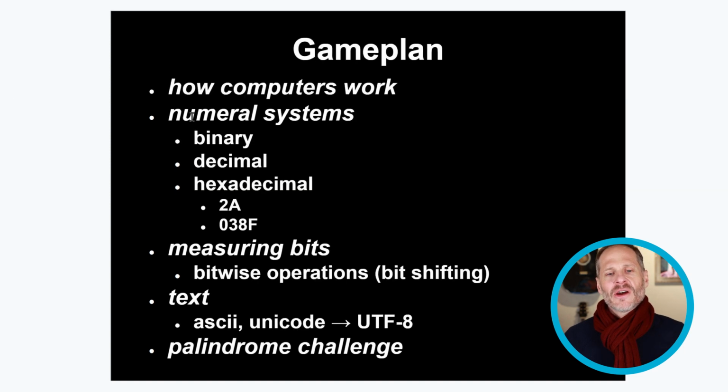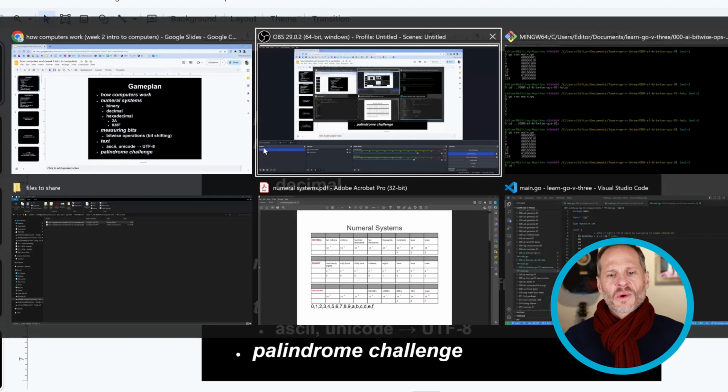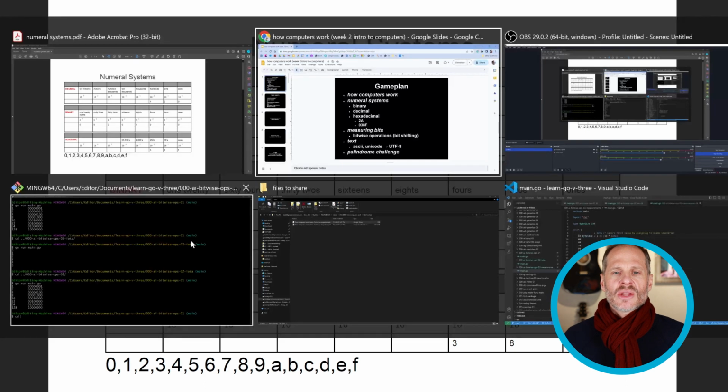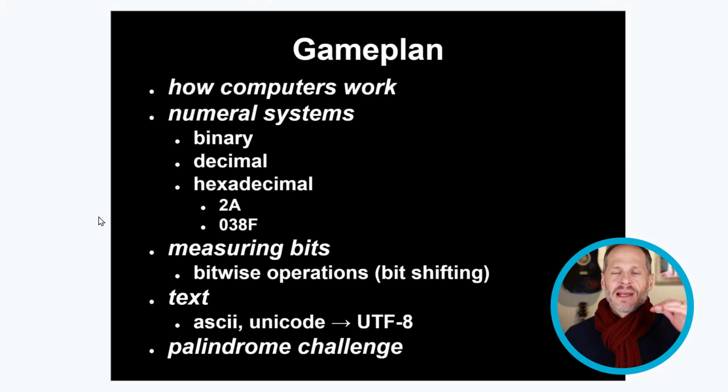And then after this video, I'm going to do a video on numeral systems where we're going to learn all about the decimal numeral system, the binary numeral system, and the hexadecimal numeral system. So that video is coming after this one. This is going to be a playlist of just establishing some fundamentals that are really good to know about computers. And in this next video, you'll learn why 2A and 038F are such cool hexadecimal numbers. I saw this one on the back of a car, and you'll understand what kind of car it was after you watch this video. And then we're going to see about measuring bits and bitwise operations.